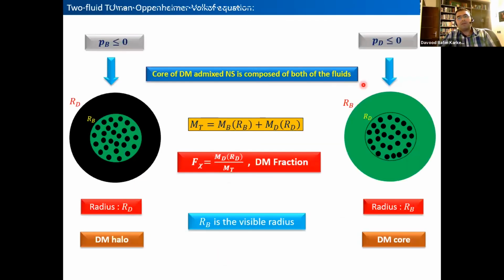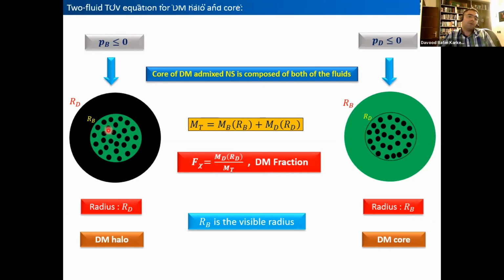One is that if the pressure of the dark matter gets to zero first, we have a structure named the DM core. In fact, we have a core which is a mixture of dark matter and baryonic matter, and from the radius at which the pressure of dark matter gets to zero, we have only a single TOV equation which works with the equation of state of baryonic matter. So the radius is defined by the baryonic matter equation of state, named RB, and we call this structure a DM core.